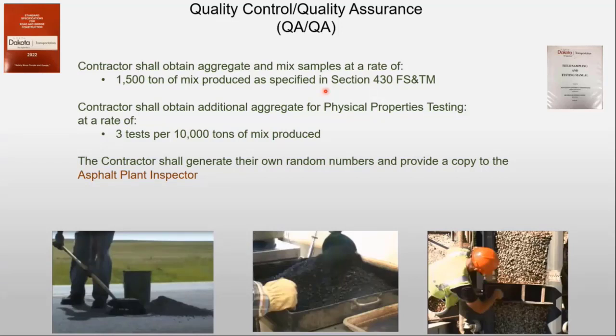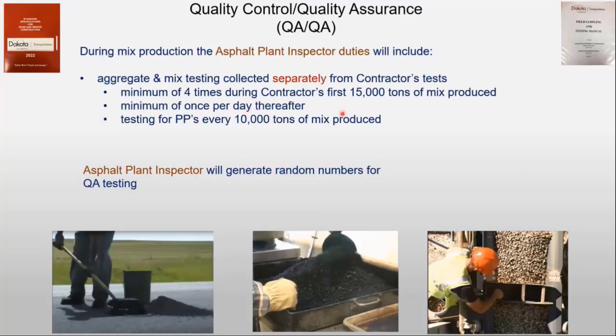One thing that has changed in the last few years is that the contractor will generate their own random numbers. We used to do that, but we don't do that anymore. They generate their own random numbers and decide when they're going to take a test. We have to know when they're going to take it. They have to tell us, or give us a copy of that. As we talked about earlier, we're in the business of verifying and assuring that the quality is being done right.